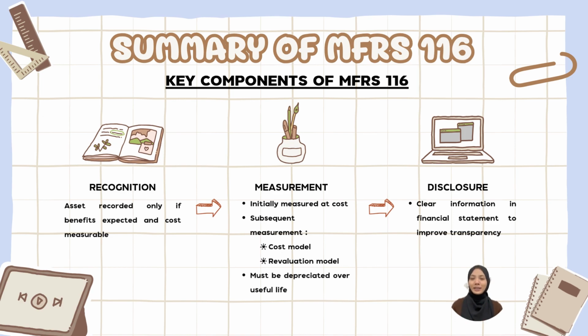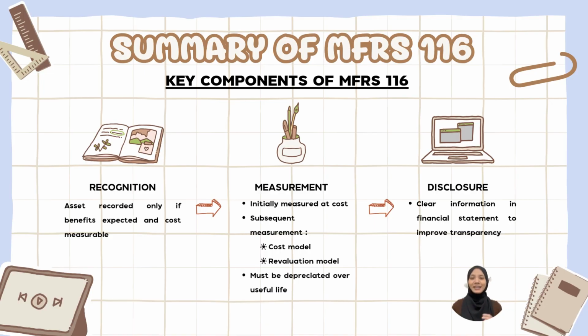The second one is measurement. Assets are initially measured at cost, and later companies can choose between the cost model or the revaluation model. So the asset must be depreciated based on how long it will be used.